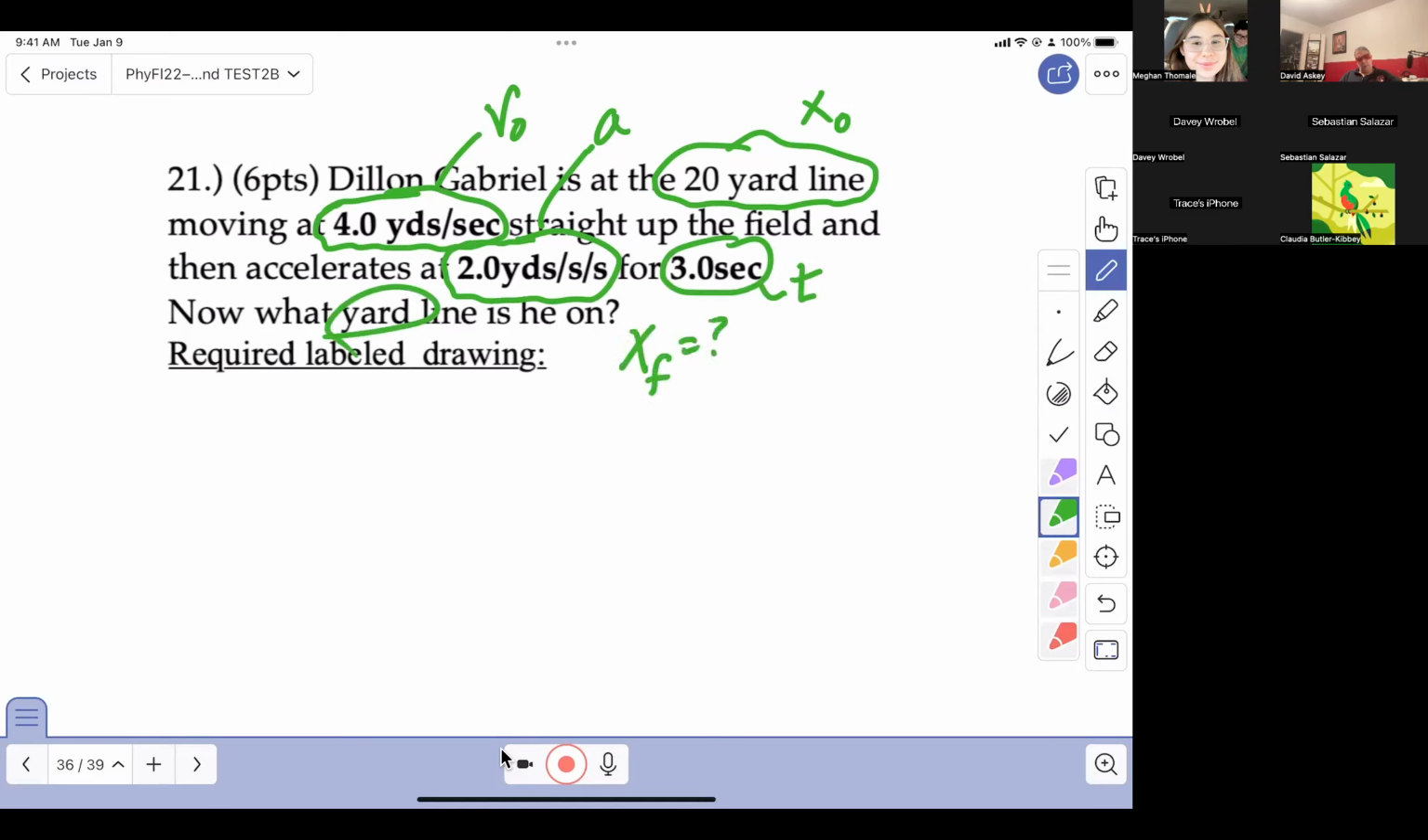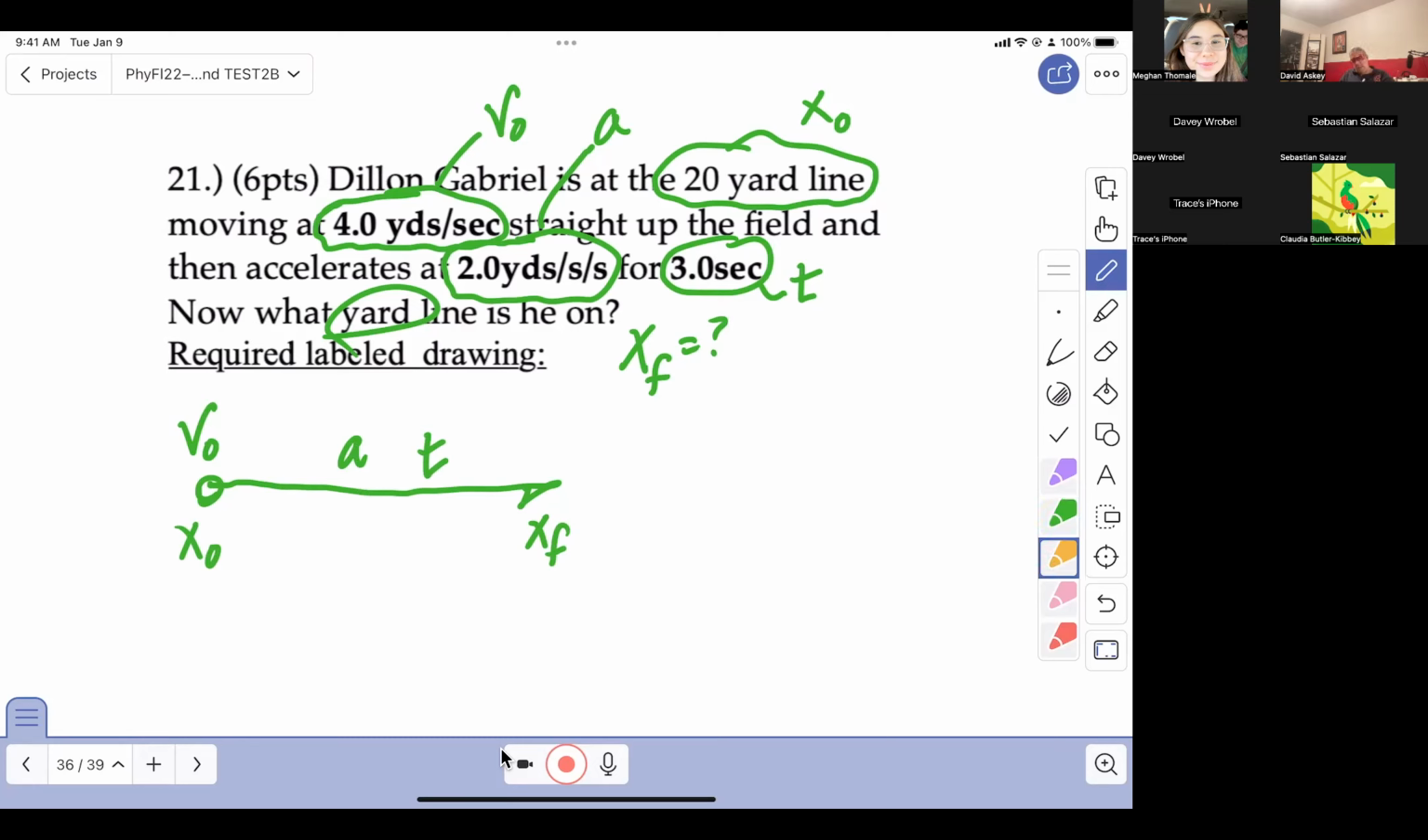After Christmas, you don't have to do the circle and label. You can just do all of that right there on the drawing. It's kind of redundant, but I want to get you used to circling and seeing what the numbers are. I know A, I know X naught, and I know time. Those are the symbols I know. I'm solving for X final, okay?